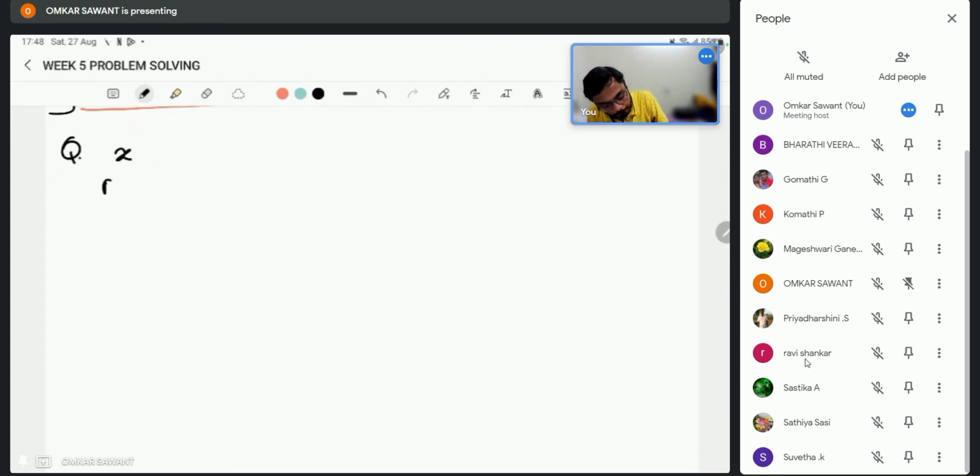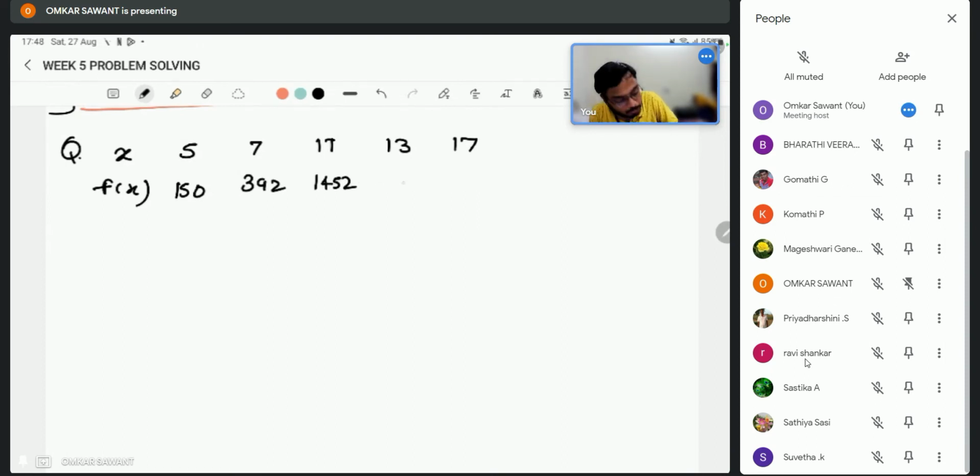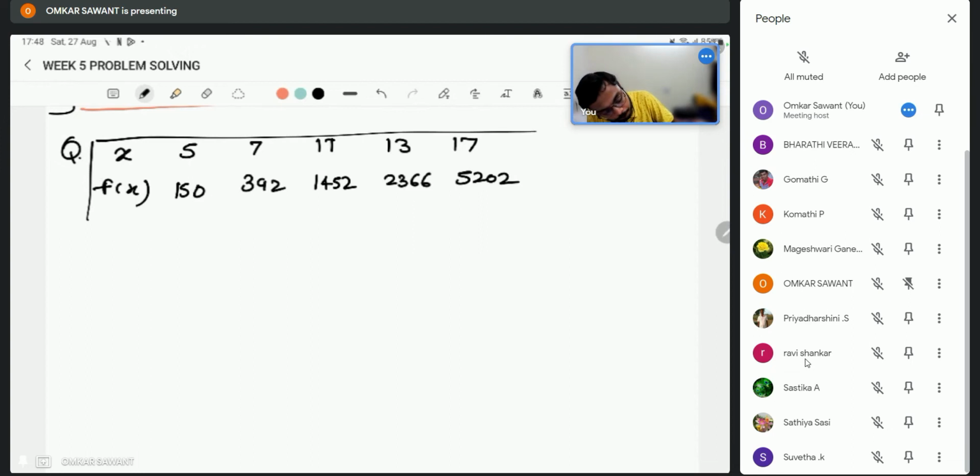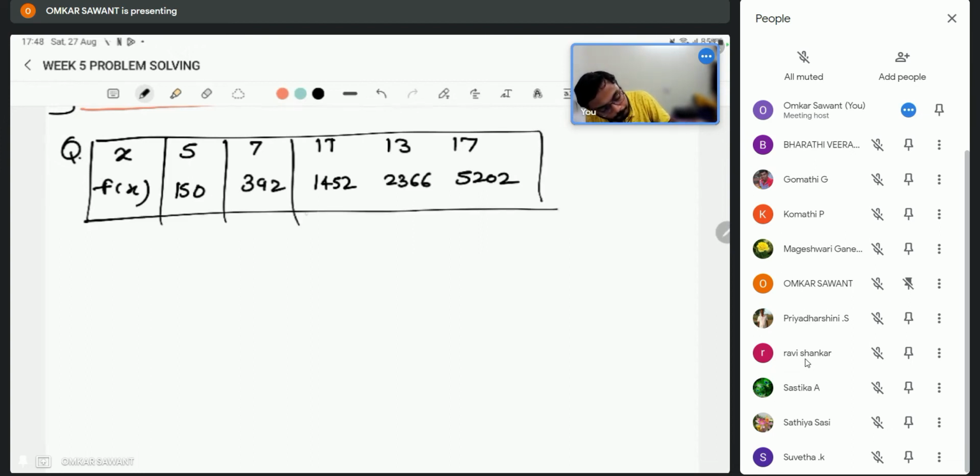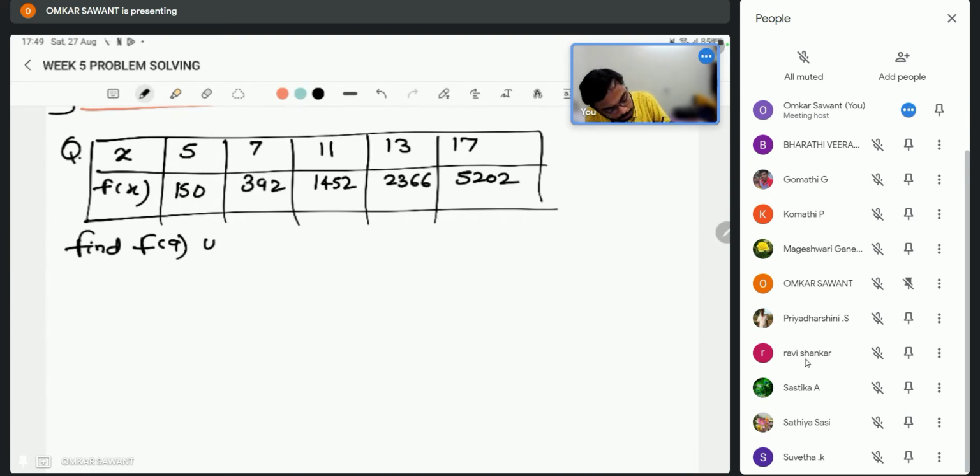Just note down the question. Find f of 9, that is the functional value at f of 9, using Newton's divided difference.